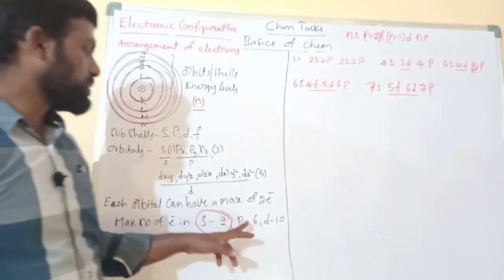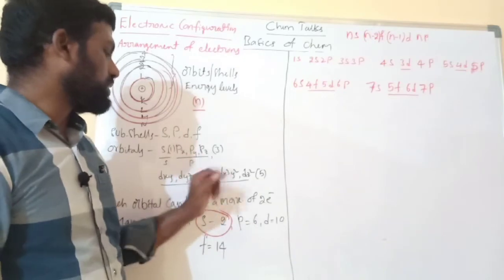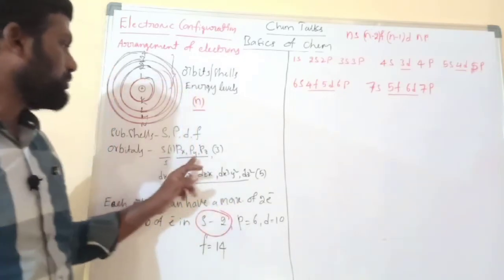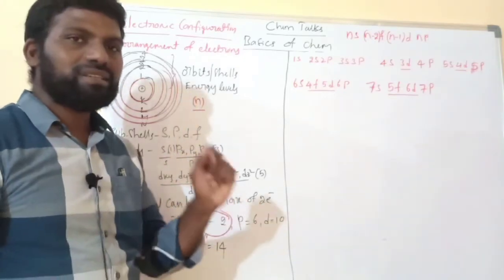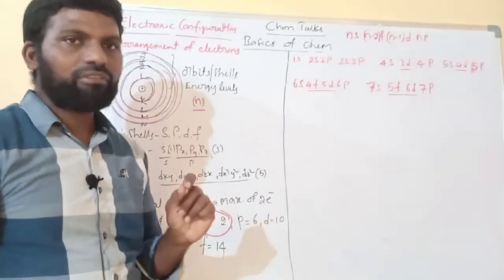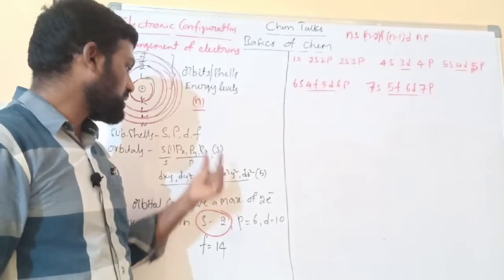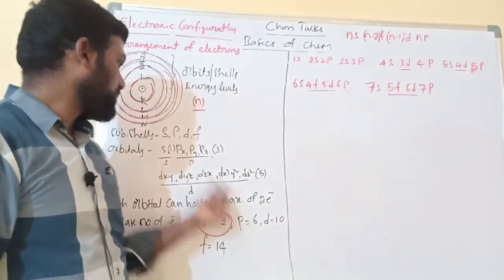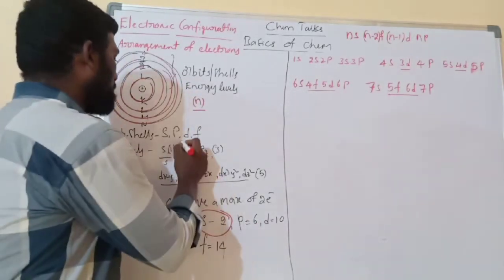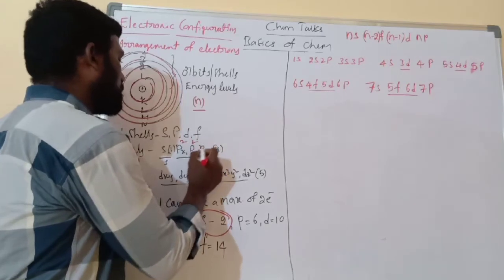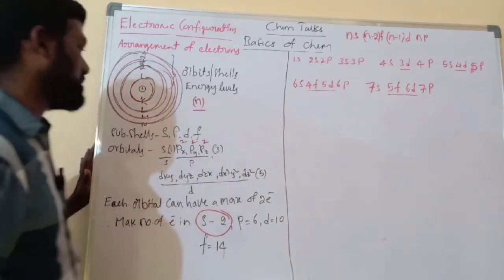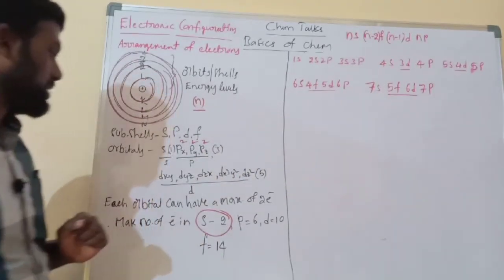Now the P subshell has 3 orbitals: Px, Py, Pz. Since each orbital can have a maximum of 2 electrons, P can have 3 twos are 6. Px can have 2 electrons, Py can have 2 electrons, Pz can have 2 electrons. Total, P can have 6 electrons.